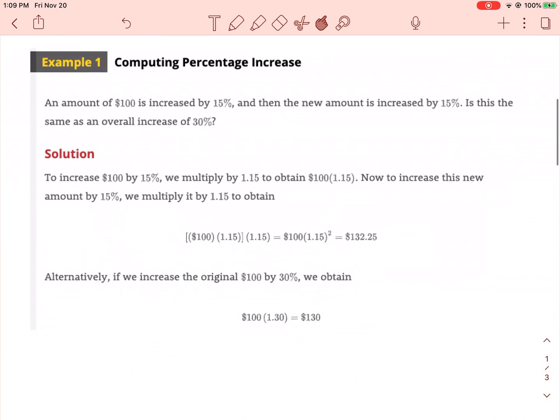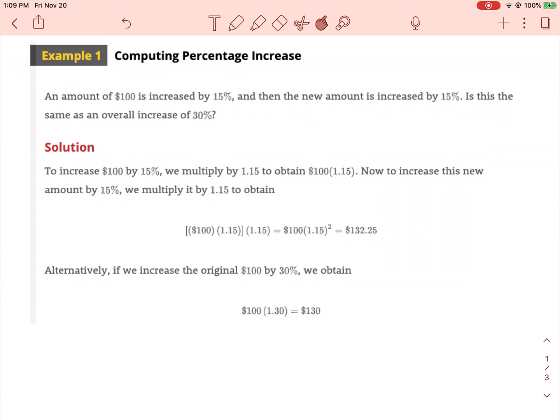So computing percentage increase. An amount of $100 is increased by 15%, and then the new amount is increased by 15 more percent. Is this the same as an overall increase of 30? Let's figure it out. So here's the solution. To increase $100 by 15%, you multiply by 1.15. So that's right here. This is the first increase of 15%. So 100 times 1.15 is actually 115. You increase it by $15 actually.